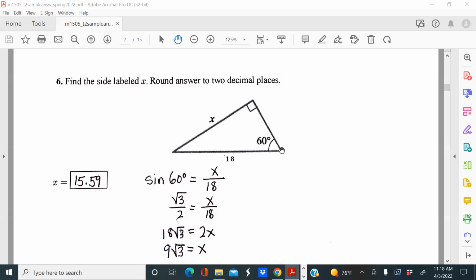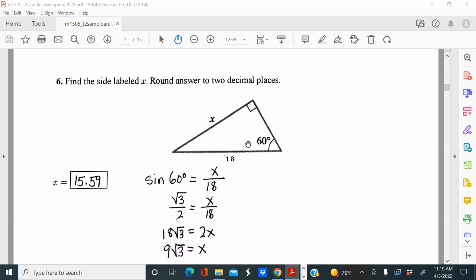As I mentioned previously, the side opposite the 60-degree angle is this side x that we're looking for. And the side that we're given the length for, 18, happens to be the hypotenuse of this right triangle, because 18 is opposite the 90-degree angle in the triangle, right? So the side opposite the 90-degree angle is always going to be the hypotenuse of the right triangle.